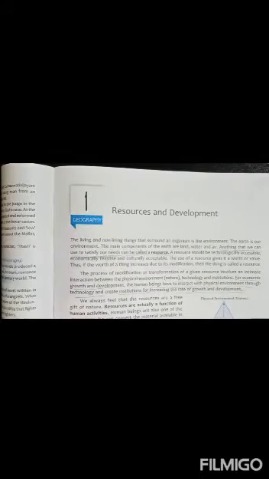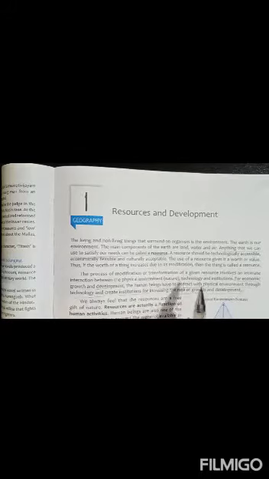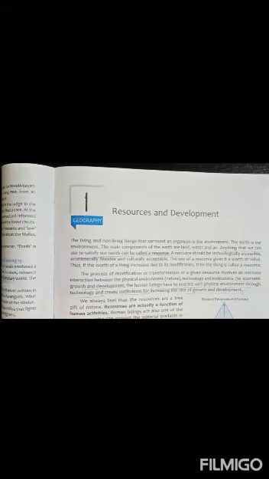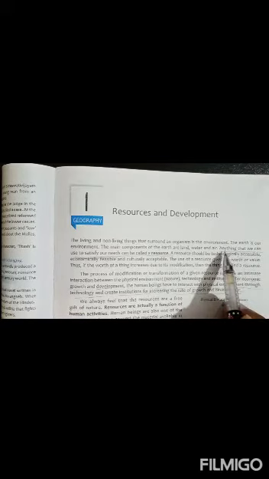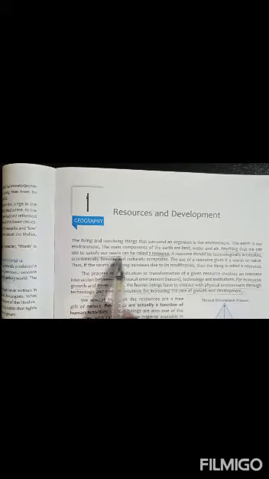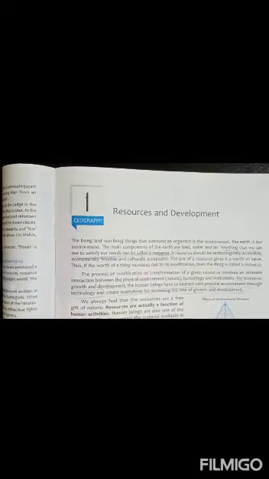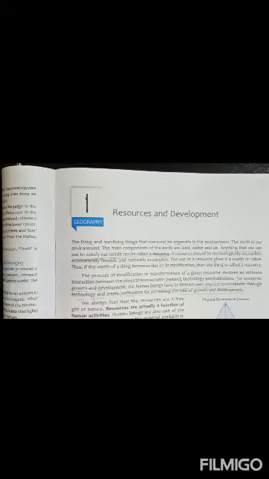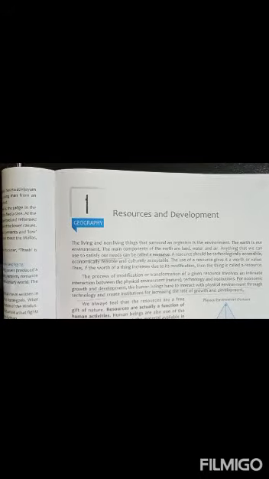Now, what is a resource? Anything that we can use to satisfy our needs can be called a resource. Here in the chapter, the book says anything that we can use to satisfy our needs can be called a resource. Like water is a resource, air is a resource. We use water for drinking, we use air for living, and also we use water for industrial purposes. We use air for generating wind electricity. So these are resources because they satisfy our needs, just as a human being is called a resource.